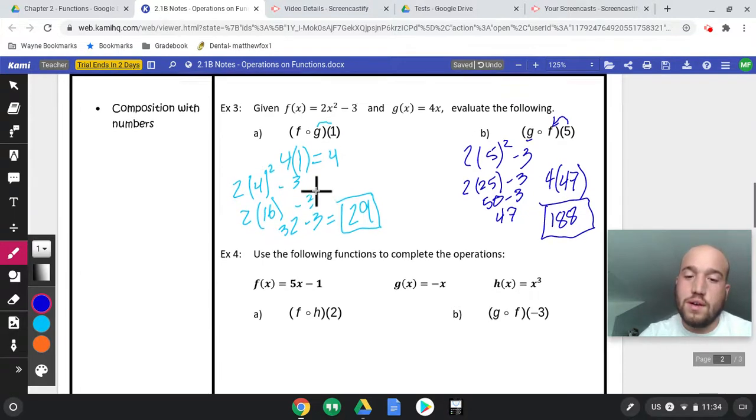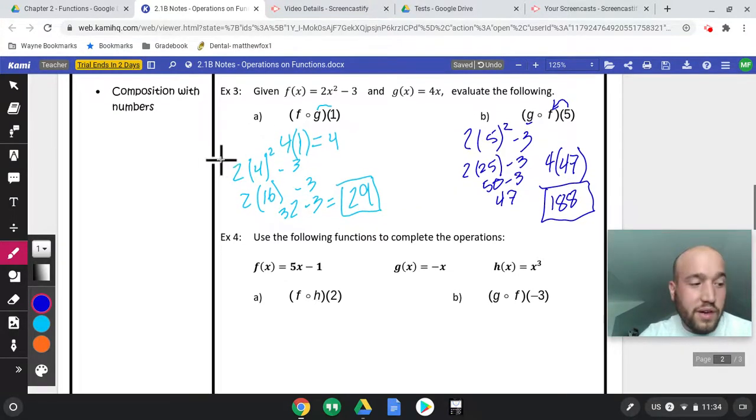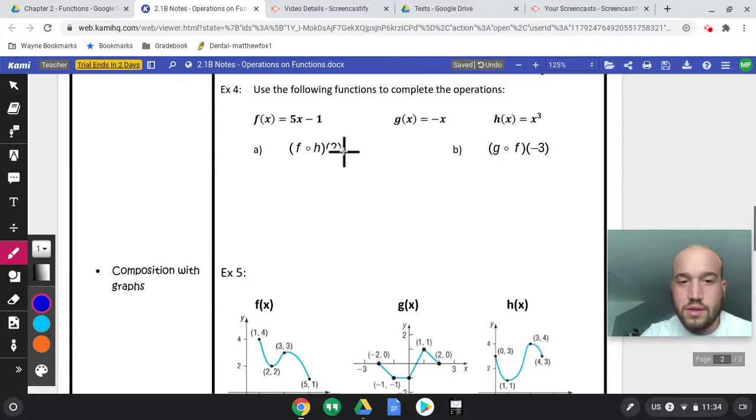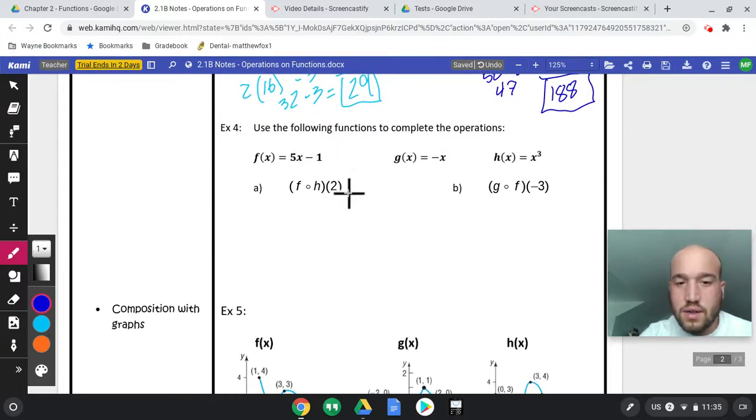Okay. So now, the final thing, actually I guess we got two things. In this next section, same idea, except now we have 3 functions to choose from. So you only do the functions that it tells you, so f of h of 2. So the 2 we're going to start by putting into h, which in our case over here, h is x cubed. So it'll be 2 cubed. 2 times 2 is 4, times another 2 gives us 8.